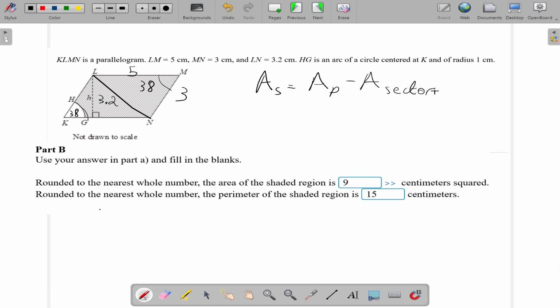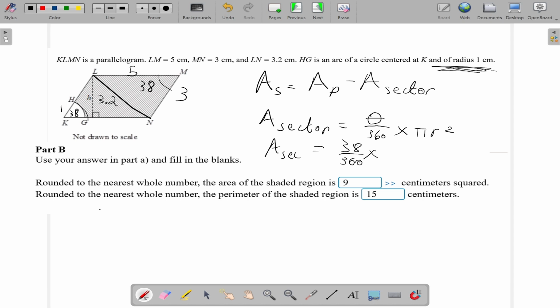So, let's start with the area of the sector since it's very simple. Area of the sector is equal to theta over 360 times pi r squared. So, area of the sector, I'll just abbreviate it as ASC, equals 38 over 360, since theta is 38, times the radius, which was given to be 1 on top. So this is just going to be 1 squared, which is 1. So I'm just going to write pi, which means that this simplifies into 19 over 180 pi.